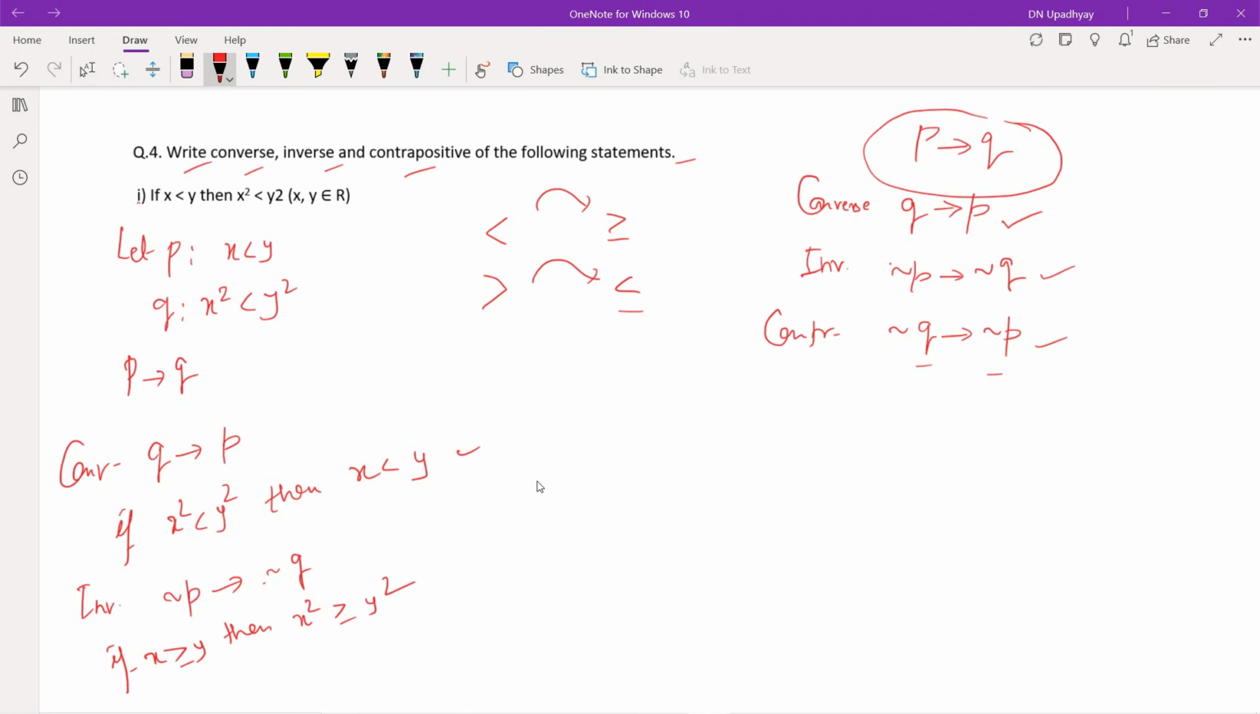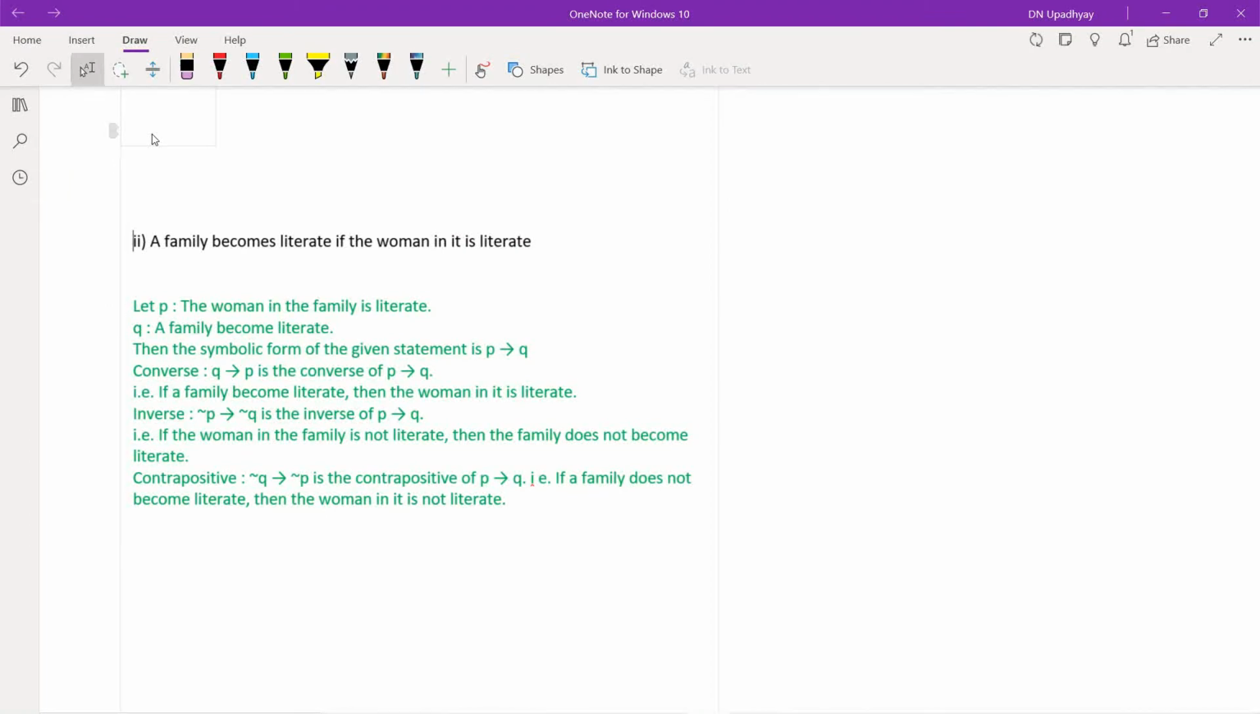And last, contrapositive. So this will be negation Q to negation P, and that will be: negation Q means if x square greater than or equal to y square, then x is greater than or equal to y. So this will be the answer of question number 1. Okay. Now question number 2.